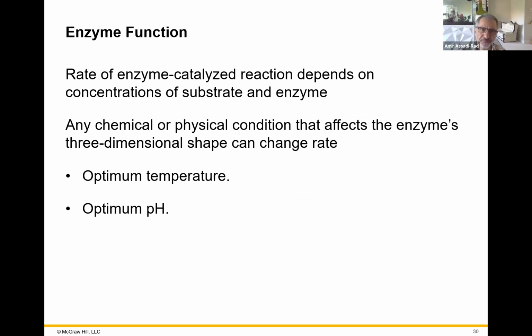Enzyme functions. The rate of an enzyme-catalyzed reaction depends on the concentration of substrate and enzyme. Any chemical or physical condition that affects the enzyme's three-dimensional shape can change the rate, such as temperature and pH. Yeah, very important.